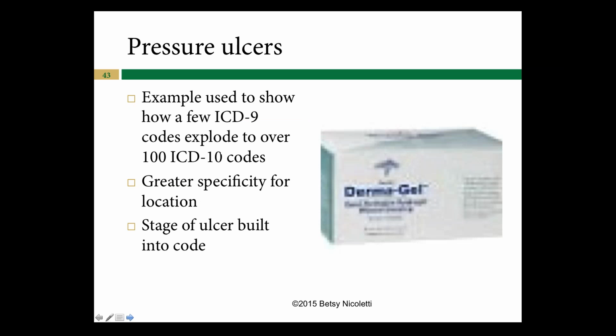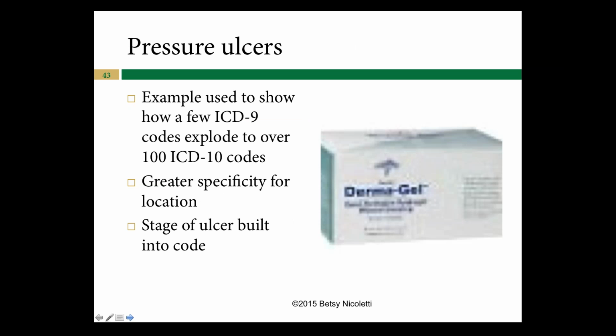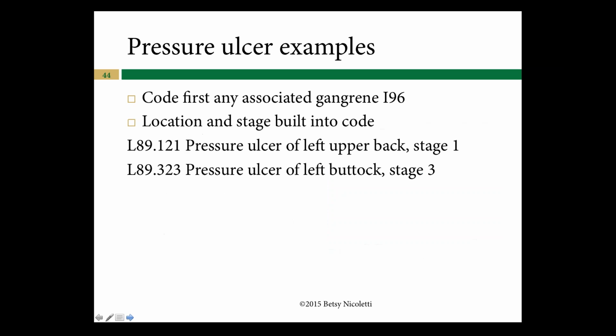This is an example of how a few codes can go to a lot of codes in ICD-10. There's much greater specificity for location and for the stage. I'm going to go back here. We see these L89 are the pressure ulcers, and we saw the example before with the varicose veins with a non-pressure ulcer. Those are in the L97 categories of codes in our skin chapter. So the greater specificity and the stage are built into the code.